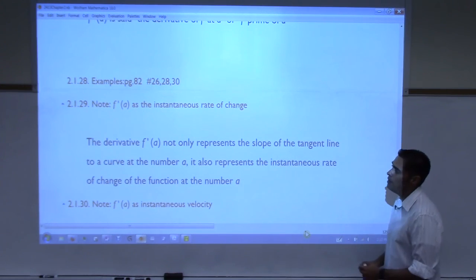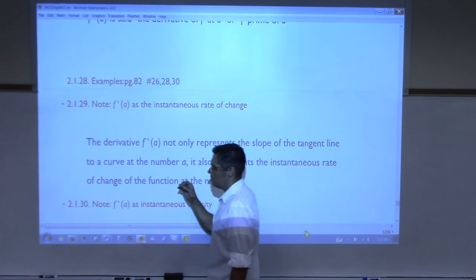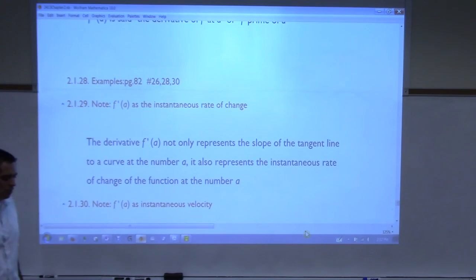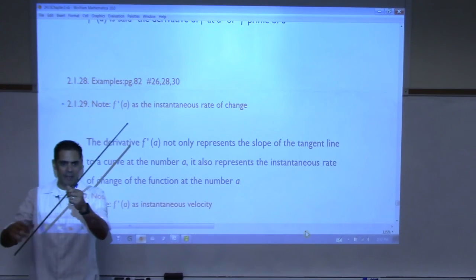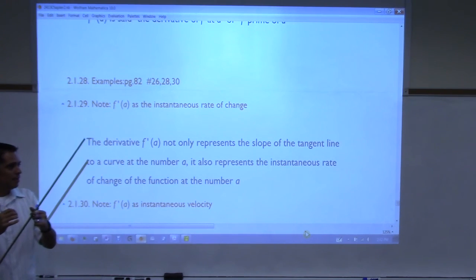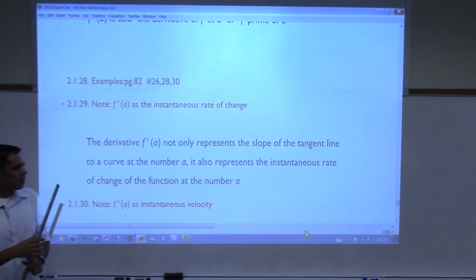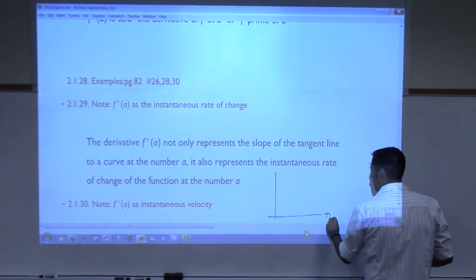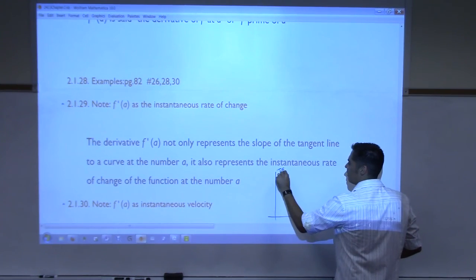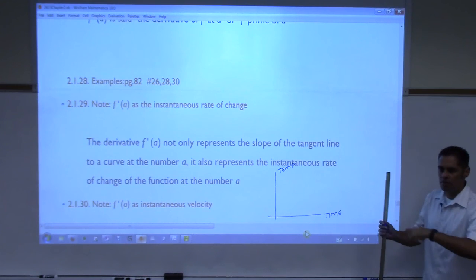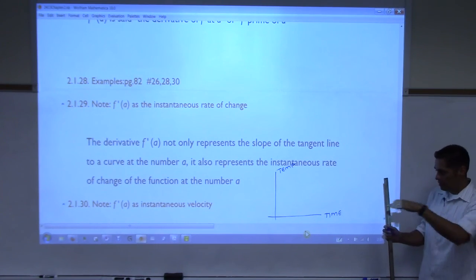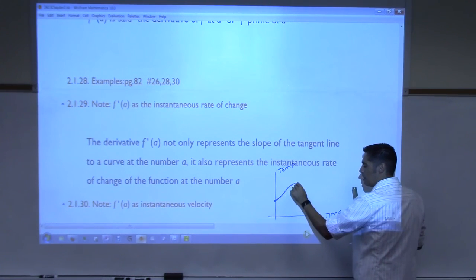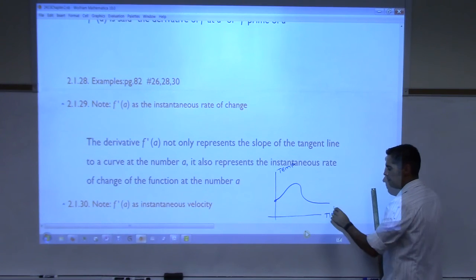This f prime of a, this derivative, represents the instantaneous rate of change of our function at a point in time. So what we were saying, the slope of the tangent line tells you how fast the graph is growing at that instant. Let's say you're in a chemistry class and you have time here and you have the temperature of something. You do some mixture, some chemicals, and then you start graphing temperature versus time. Your temperature maybe starts out here, goes up, and then drops down like that.